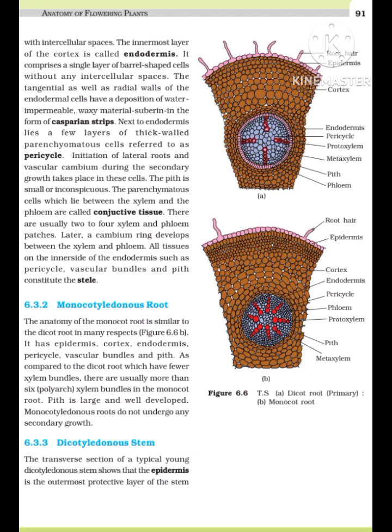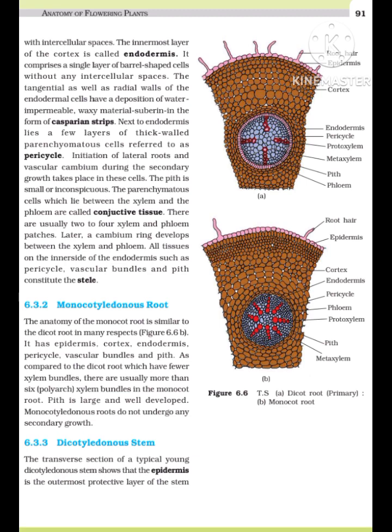with intercellular spaces. The innermost layer of the cortex is called endodermis. It comprises a single layer of barrel-shaped cells without any intercellular spaces. The tangential as well as radial walls of the endodermal cells have a deposition of water-impermeable, waxy material suberin in the form of Casparian strips.